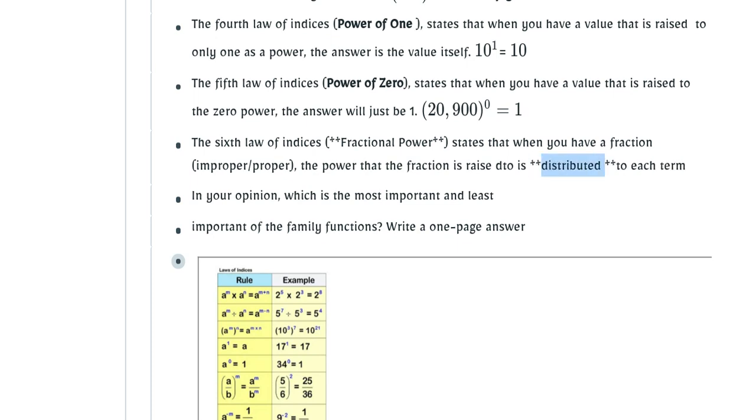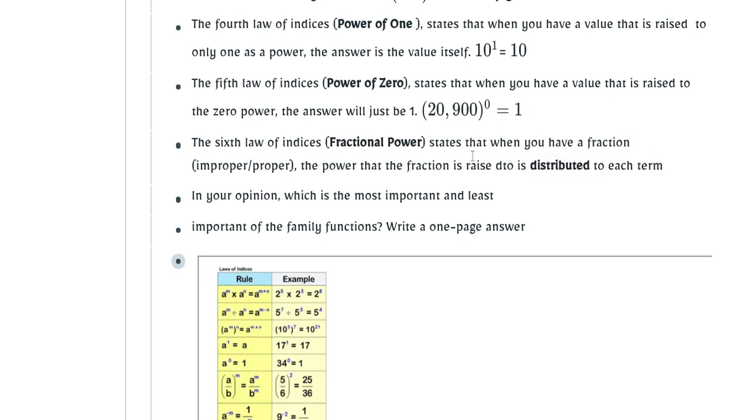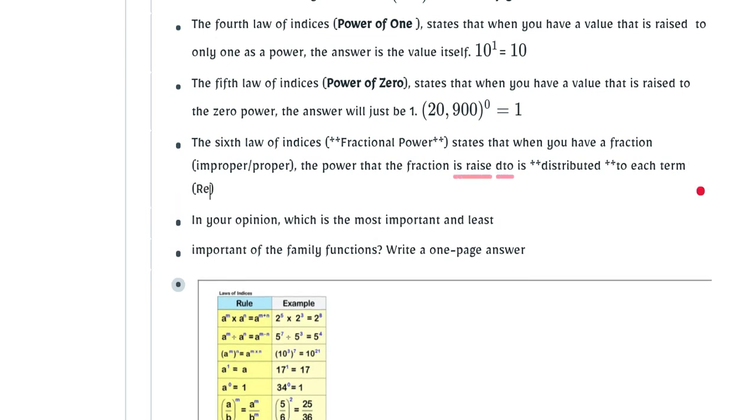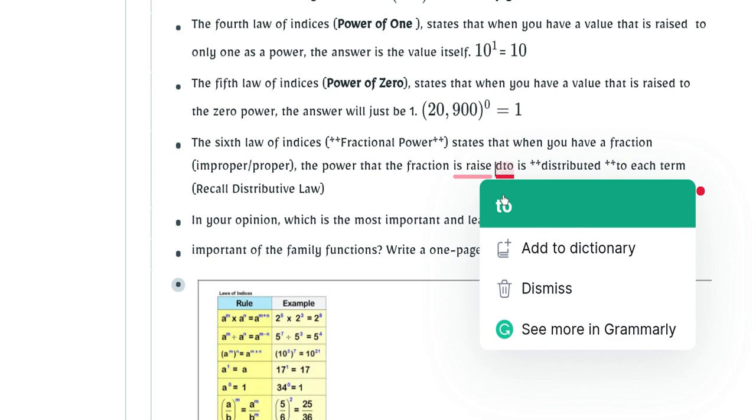to each term. What law do you recall when you hear distributed? Anyone remember? There are 3 main laws: the commutative, the associative, and the distributive law. Recall the distributive law. As I said, we're going to go into each topic that we learned previously one more time, just to ensure everyone is understanding.